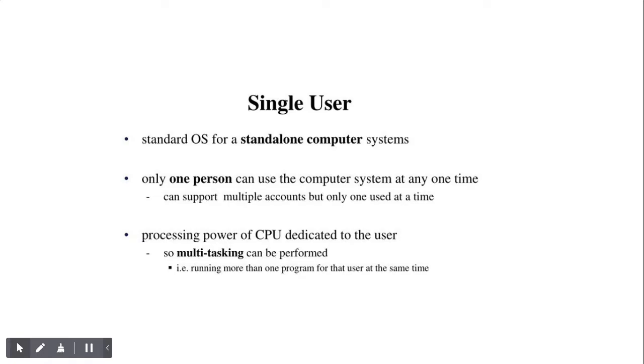Since the person or the customer is only one user, the processing power of the CPU is fully dedicated to the single user. So multitasking can be performed. Okay, so the single user operating system is nothing but that the computer system can be utilized by only one user, and that is why the full processing power of the CPU is dedicated to the single user.